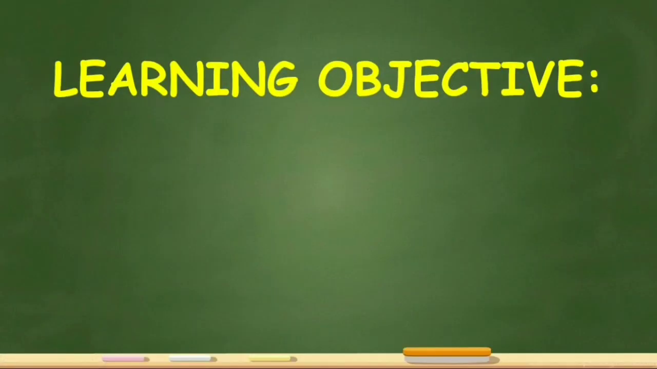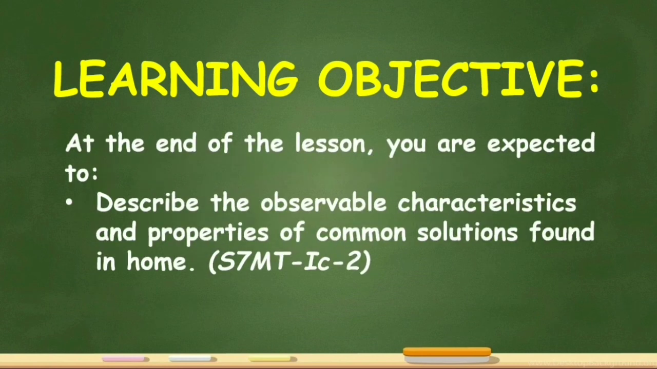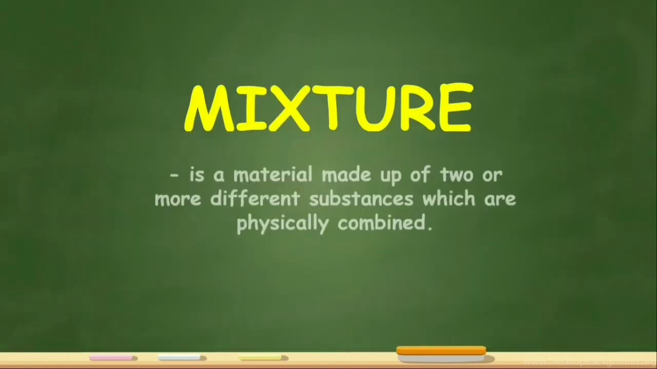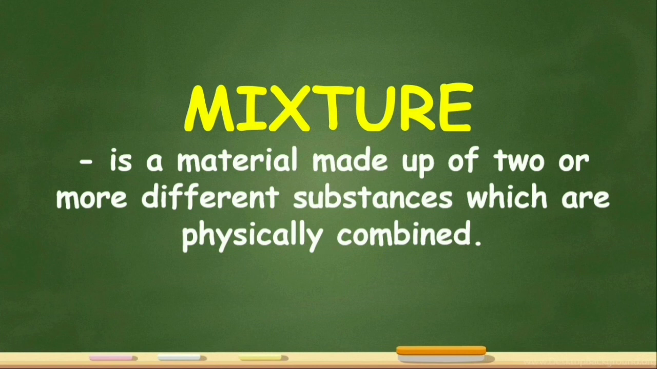But before we start the discussion, let me read the learning objective. At the end of the lesson, you are expected to describe the observable characteristics and properties of common solutions found in home. Now let's define mixture. Mixture is a material made up of two or more different substances which are physically combined.